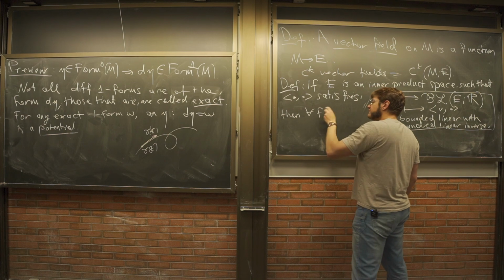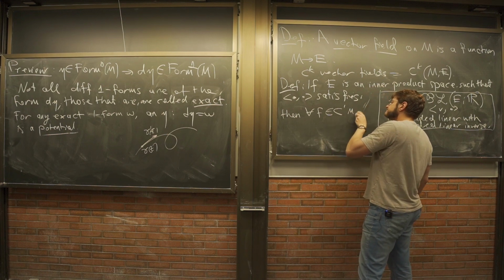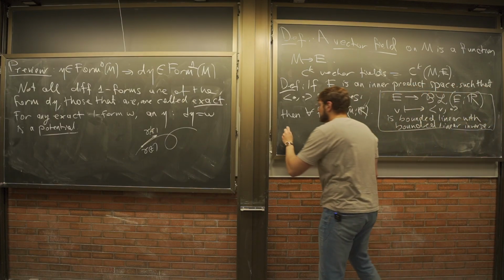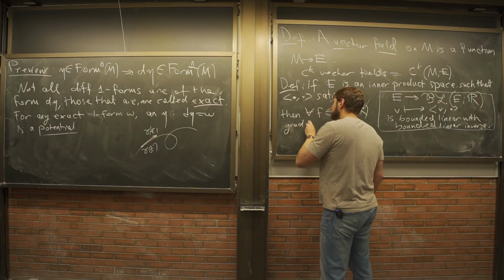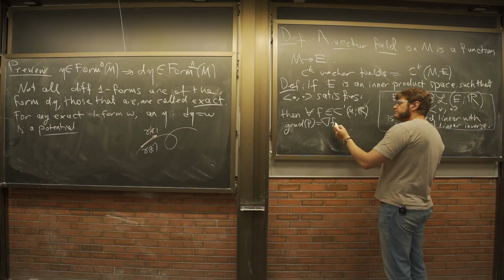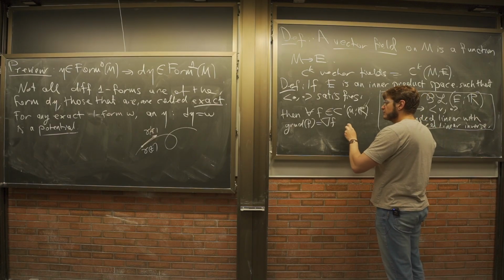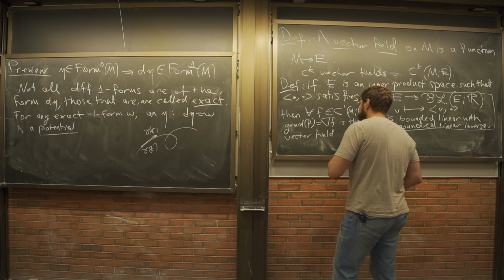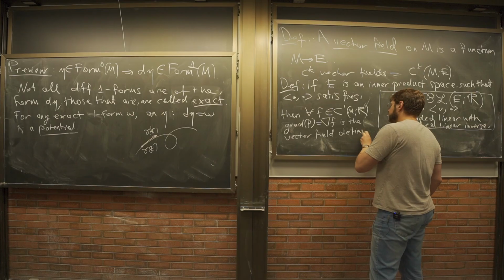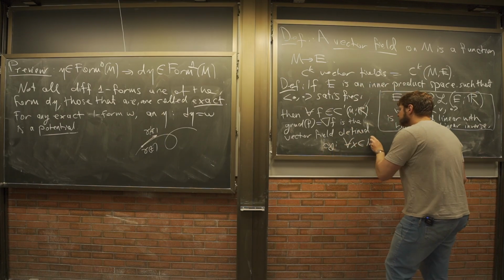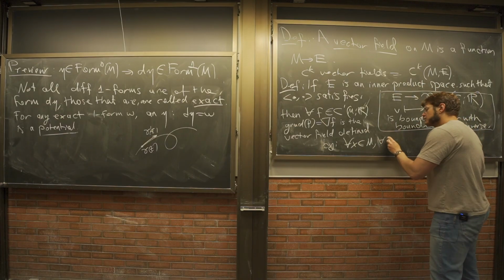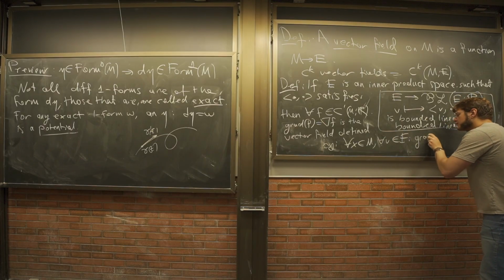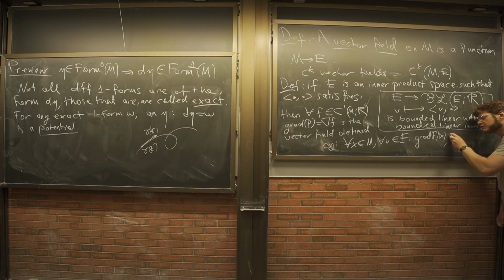Then for any f, C1, taking real values, grad of f, which is the same thing as the differential of f, is the vector field defined by, well, for any x in M and for any v in E, grad of f at x, now it's a vector, inner product against v is df at x applied to v.